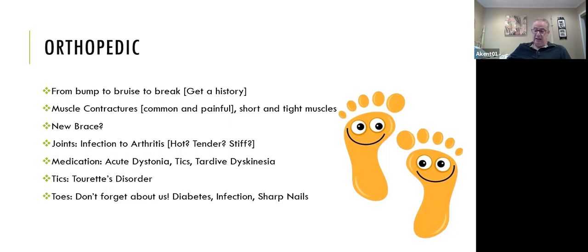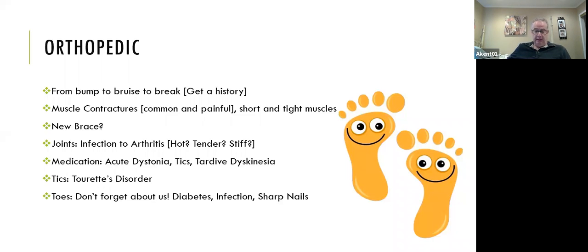And this leads to the next comment, which is about the braces. Are they new? Are they fitting properly? Is it causing pain in that area? We need to take a look at that and investigate that. Now, it's not just the muscles we have to think about, also the joints. Are they experiencing any joint pain? Is it reddened? Is it tender? Is the person not moving like they normally do? Is it hot to the touch? Is it a sign of perhaps an arthritis or infection?